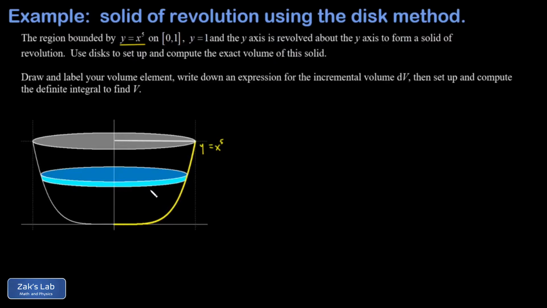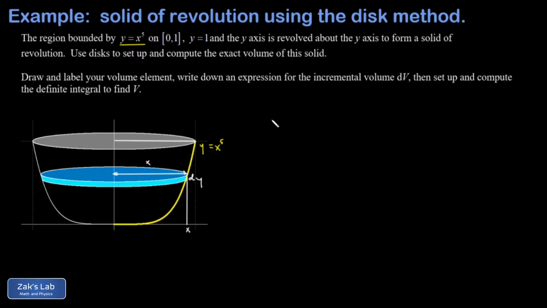And we want to use disks to set up and compute the volume of the solid, and I've already supplied a volume element here, in other words, a thin disk. So we can identify the location of this disk by its right-hand end, and I'll just call that a variable point of x. That means the disk has a radius of x. And the thickness of the disk, that happens in the y direction, so we're going to call that dy.